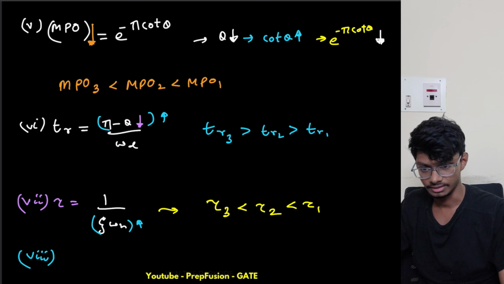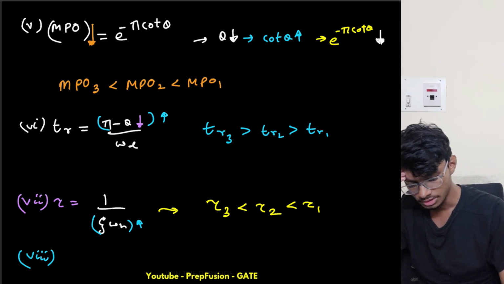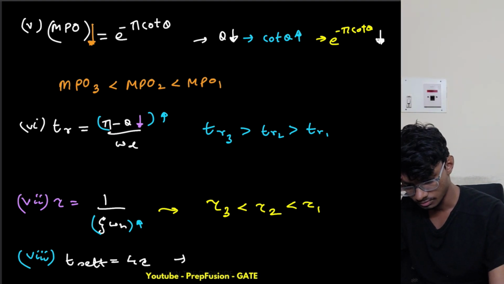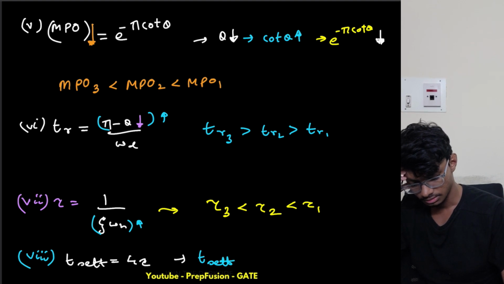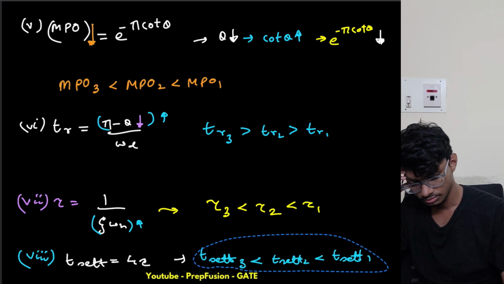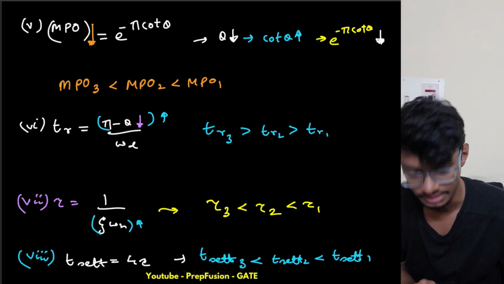Now what about settling time? Settling time is directly proportional to tau only, so T settling is equal to 4 tau. So T settling 3 is less than T settling 2 is less than T settling 1. So this is what T settling equals to.